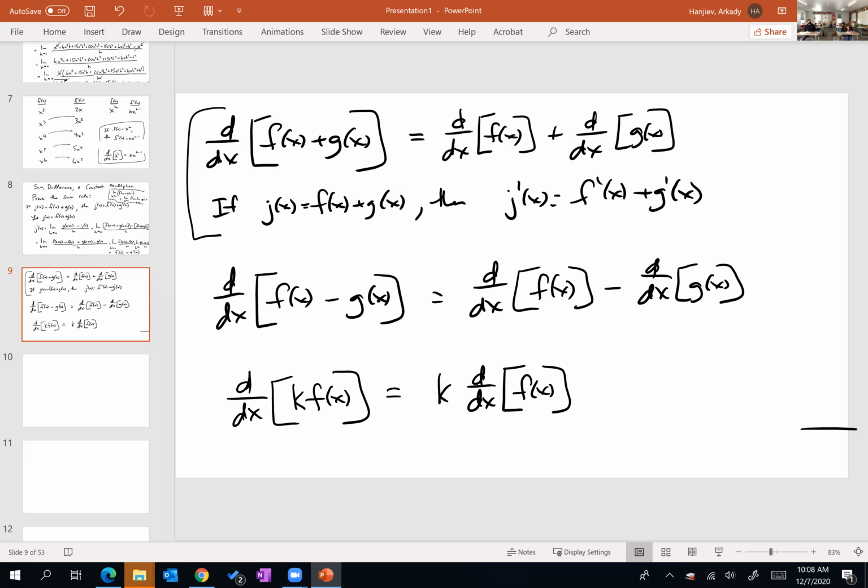Cool, you guys. This is kind of cool. We're developing some rules that we don't have to go back to the definition anymore.